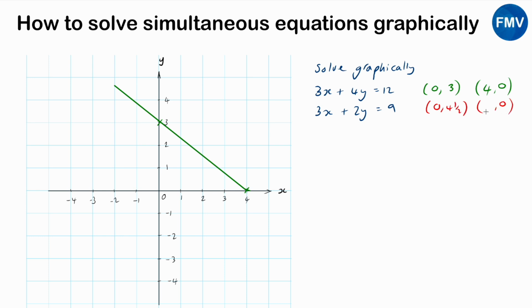And then this one, we're looking for something 0. So we cover up the y. 3 lots of x is 9. Well, 3 times 3 is 9, so x is 3. So let's go nothing across, 4.5 up. And this one here, 3 across, nothing up. And let's draw that line in.